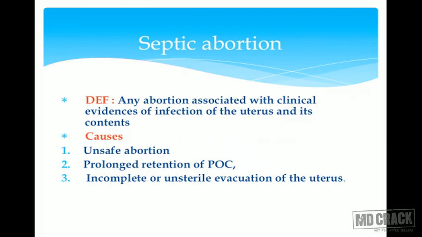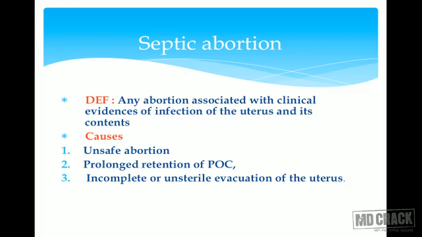Septic abortion. Any abortion associated with clinical evidence of infection of the uterus and its contents is called septic abortion. It is usually seen in unsafe abortions, induced, illegally done, or where the mode of abortion was not proper, or maybe an incomplete abortion where the patient has not reported to the hospital, and proper treatment was not given, or the cavity was not cleaned, prolonged retention of products of conception, or incomplete or unsterile evacuation of the uterus, even though the procedure was done in a legal place properly, but it was incompletely evacuated.